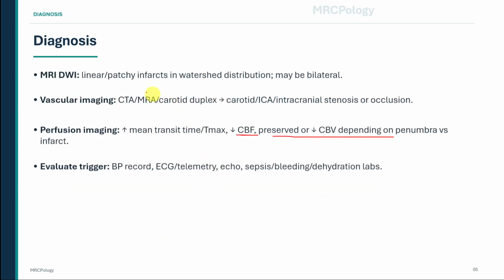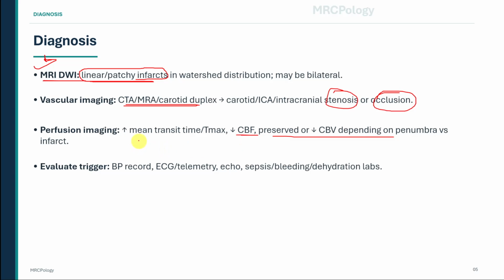However, MRCP trap: mechanisms can be mixed. Severe carotid disease and hypotension can cause distal field ischemia, but emboli from the same diseased artery may also coexist. Diagnosis depends on matching the history with the imaging. MRI with diffusion-weighted imaging is the most useful test in acute ischemia. It may show linear or patchy infarcts in watershed distributions, sometimes bilateral. Vascular imaging is essential. CT angiography, MR angiography, or carotid duplex can identify carotid stenosis, internal carotid artery occlusion, or intracranial stenosis.